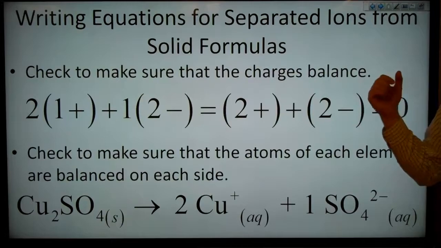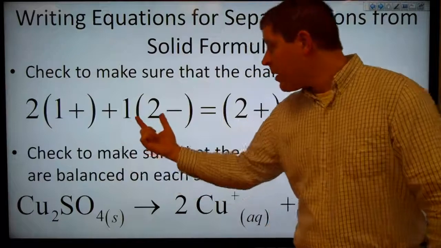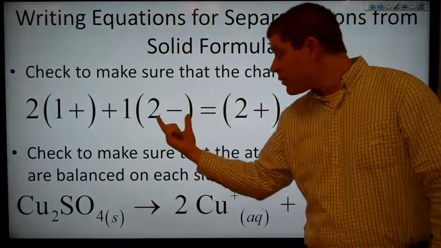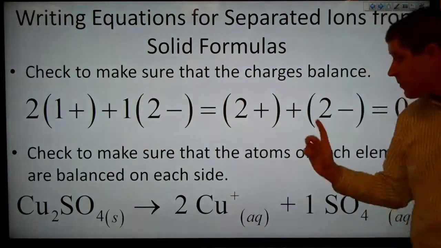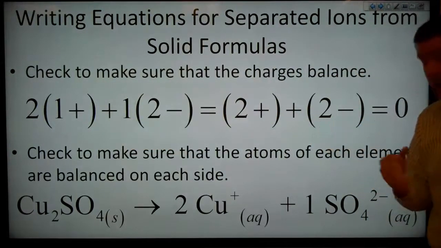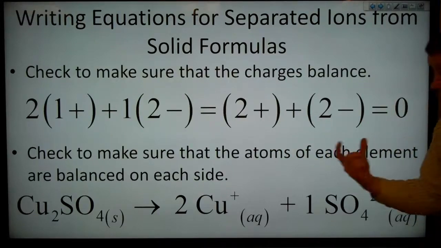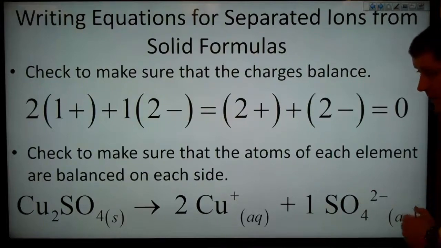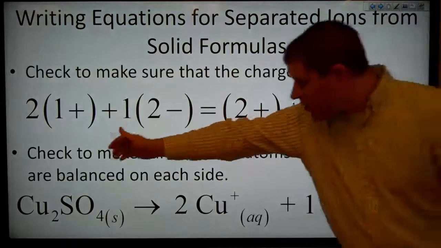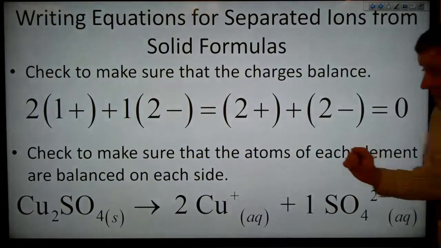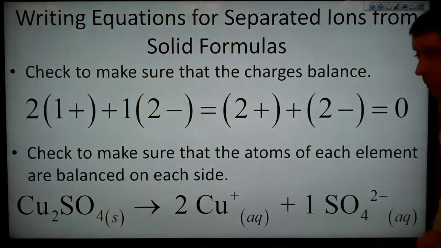Check to make sure that the charge is balanced. We have 2 copper ions at a charge of 1 plus each, plus 1 sulfate ion at a charge of 2 minus each. So we have 2 times 1 plus, which gives us 2 plus, and 1 times 2 minus, which gives us 2 minus. 2 plus and 2 minus added together give us 0. Next, we want to check to make sure that the atoms of each element are balanced on each side. So we have 2 copper atoms here, 2 copper atoms there, 1 sulfur atom here, 1 sulfur atom there, 4 oxygen atoms here, 4 oxygen atoms there, so they're all balanced.